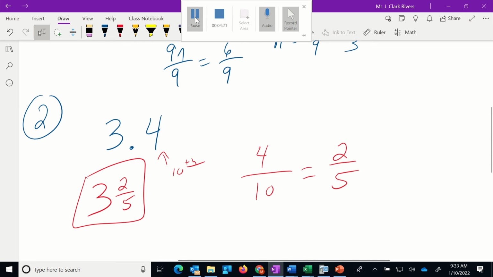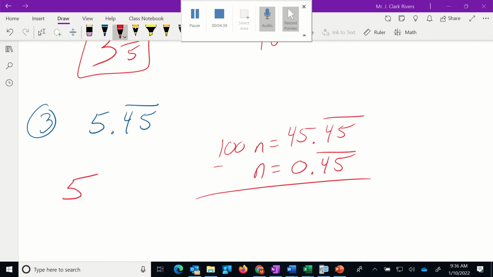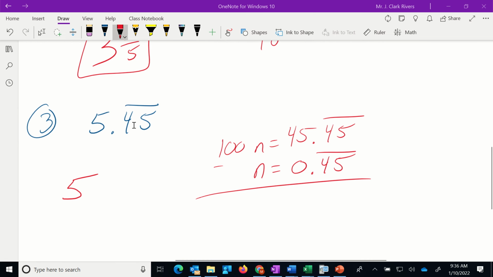Okay. So number 3, 5.45 repeating. If you're at home, go ahead and pause the video, work this one now. This will take you a couple minutes, so be patient. Work the method to convert a repeating decimal to a fraction. All right, let's take a look at this one. So 5.45 repeating, we're going to take our 5 and set it off to the side. That's going to be part of our mixed number here. So 0.45 repeating, we're going to have that equal to n.